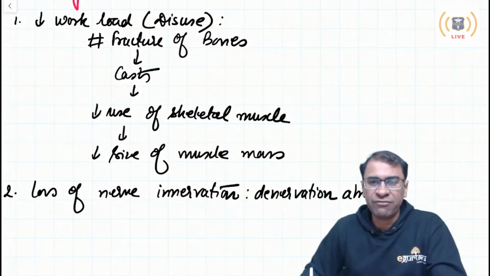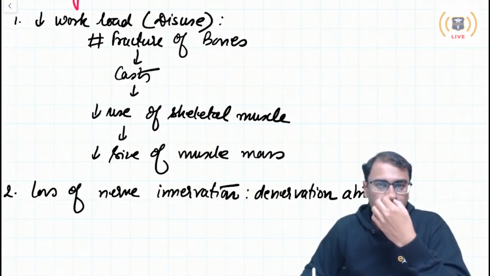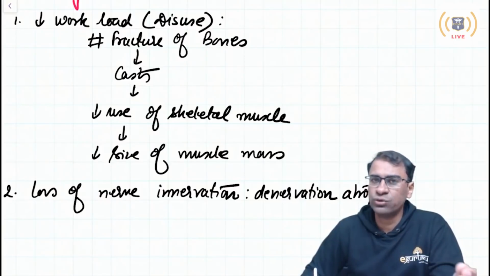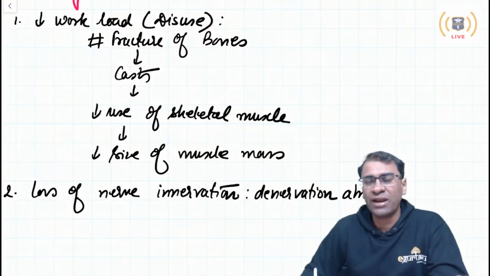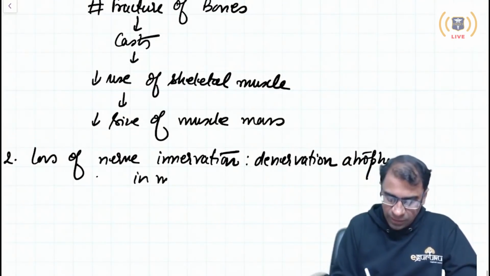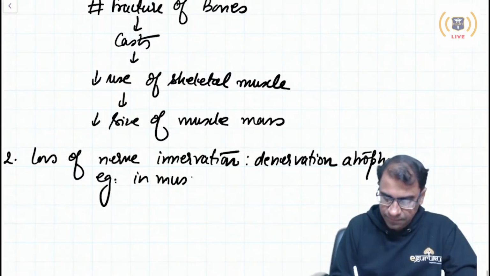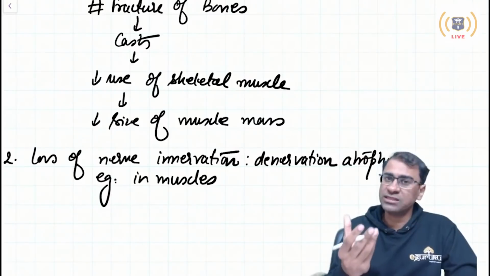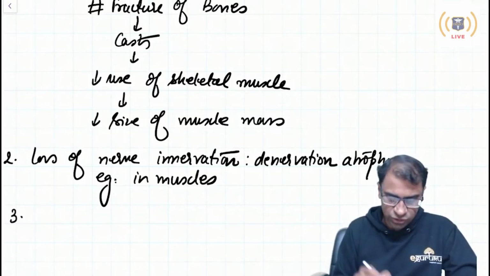This denervation atrophy refers to a condition where the nerves are cut off. It often happens to the skeletal muscles. Example, like in polio, you might have seen. In polio, the nerves are cut off, and therefore the muscles appear quite shrunken, right?